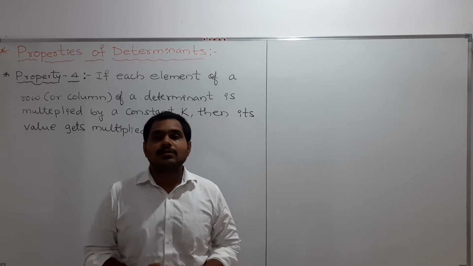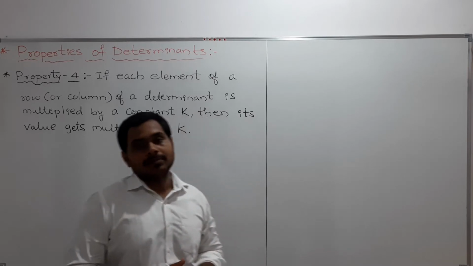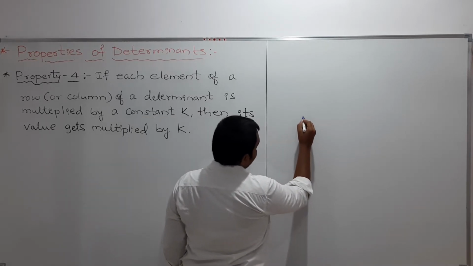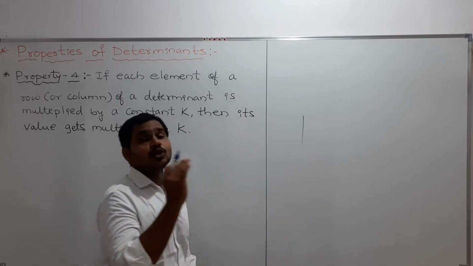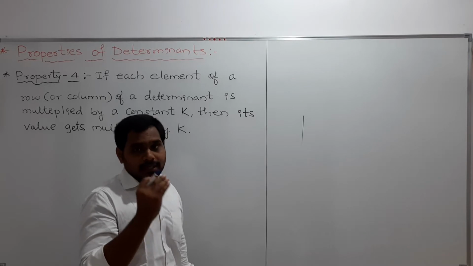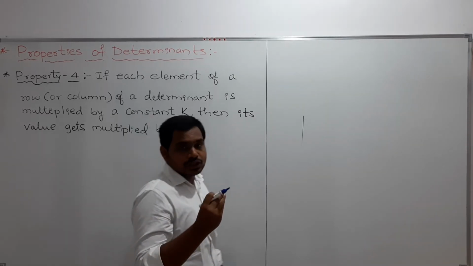In the previous videos, I discussed property number 3. So, what is that property number 3? Property number 3 is: in any determinant, if any two rows or columns of a determinant are identical, then the value of the determinant is equal to 0.